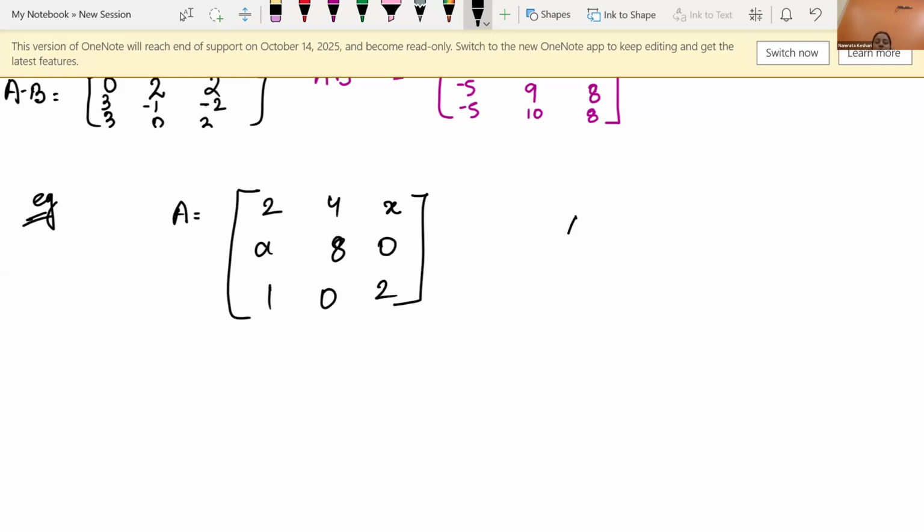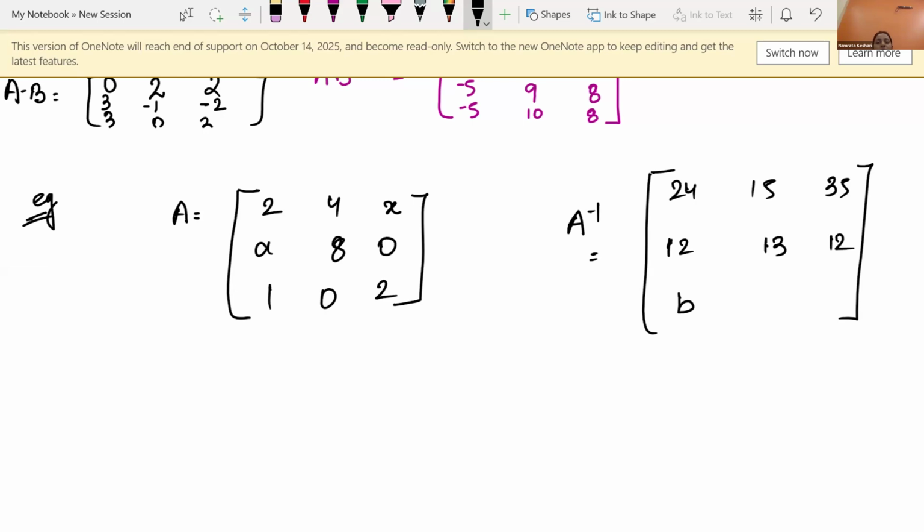Okay, and there will be a matrix A inverse will be also given. Since I am creating the example by myself, so yes, the numbers can be here and there. So the A inverse will also be given to you. There will be a number over here, maybe 24, maybe 15, maybe 35, maybe 12, maybe here B will be there. Here let's say 13, here 12, here let's say 1 and 2 will be there.